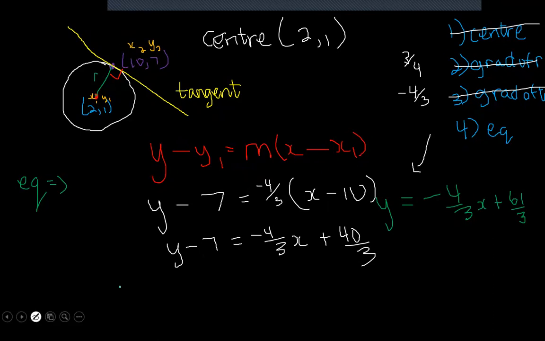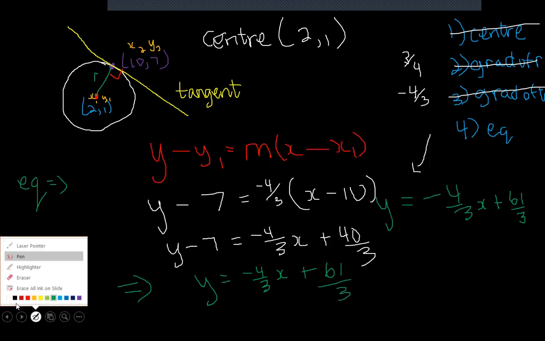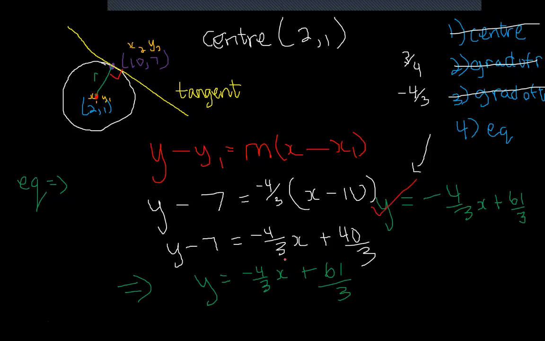That's why this is my final answer in green. I need to add 7 on both sides. So y minus 7 plus 7 would be 0. So that's why I just put y is equal to -4 over 3x, and 40 over 3 plus 7 would give me 61 over 3. And that's why this is the correct answer. Everybody good with that?